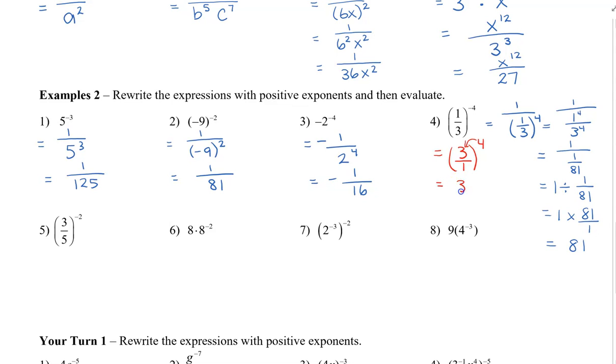So now I have 3 to the power of 4. I'm going to apply that. And then 1 to the power of 4, which you don't really need to do because 1 to any power is going to be 1. So I won't write that denominator. But now I have 3 to the power of 4, which equals 81. And you can see that this is a much quicker way to do this instead of rewriting this as 1 divided by another fraction. So let's try this again with example number 5.